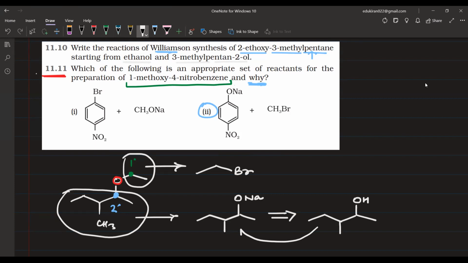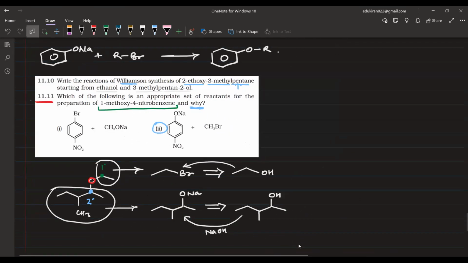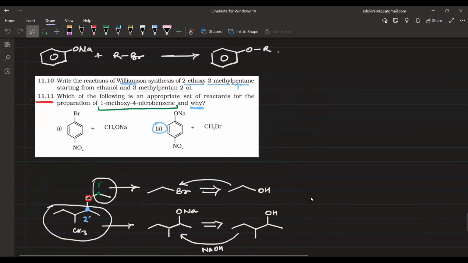And if you want to go from here to here, what you need? You just need NaOH, right? And you can also make this bromoethane. If you have, let us say, ethanol, and you want to go from ethanol to bromoethane, what can you use? You can go from alcohol to haloalkane using HBr maybe, right?